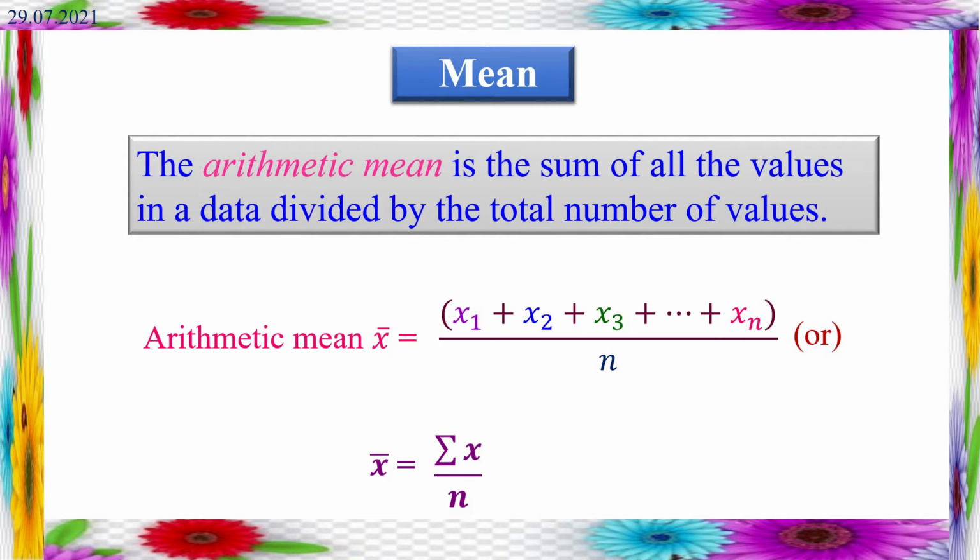X bar is equal to sigma x by n, where x bar is arithmetic mean. Here this E like symbol is called sigma. Arithmetic mean can be shortly written as AM. Another name for arithmetic mean is mean, or we can call it average.